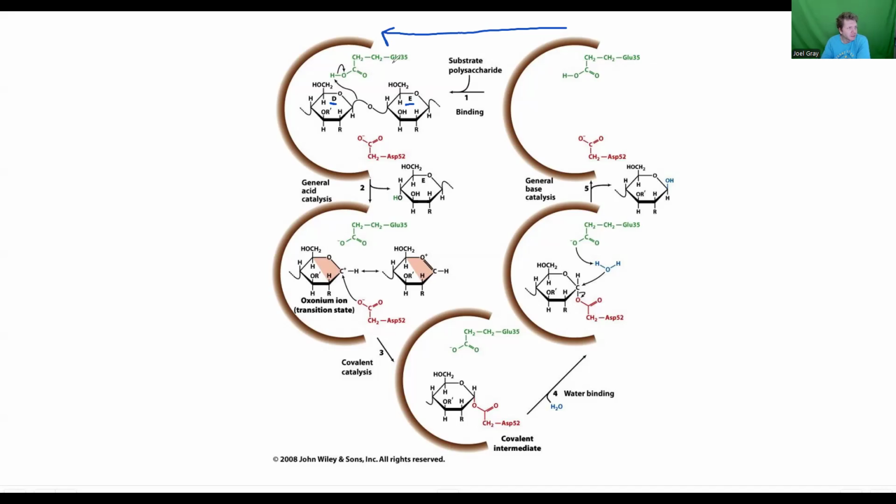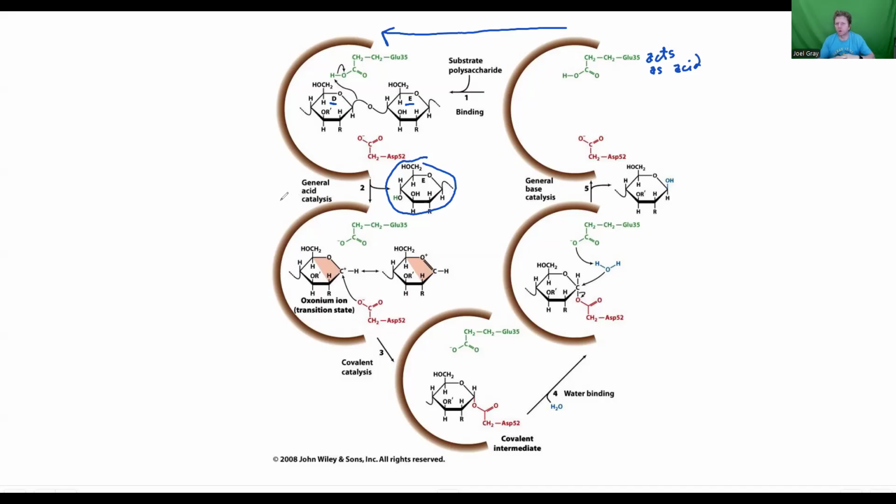And what I notice is that my glutamic acid 35 donates a proton. It acts as an acid. Awesome, that's good to know. Whenever it donates that proton, what that is going to lead to is the formation of an oxonium ion transition state. So this oxonium ion is produced after the remainder of my polysaccharide has been released. Now, this is an instance where we've got general acid catalysis that's taken place.